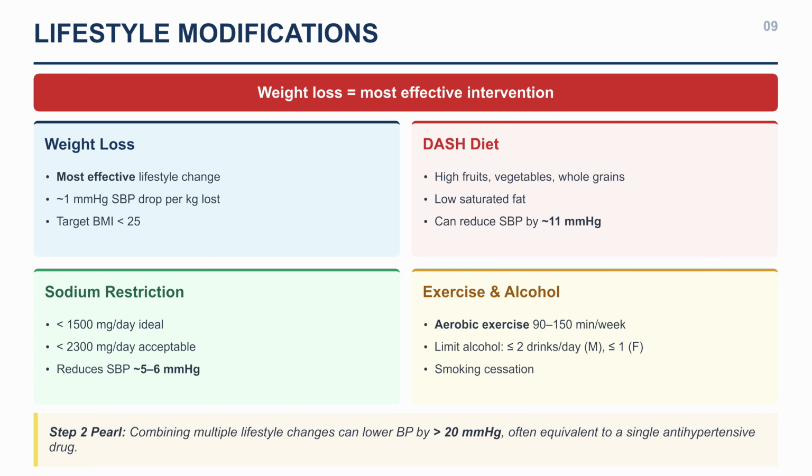Fourth, exercise and alcohol moderation. Aerobic exercise 90 to 150 minutes per week. Limit alcohol to 2 drinks per day for men and 1 for women. And of course, smoking cessation. Step 2 Pearl. Combining multiple lifestyle changes can lower blood pressure by more than 20 millimeters of mercury, often as effective as a single antihypertensive drug.